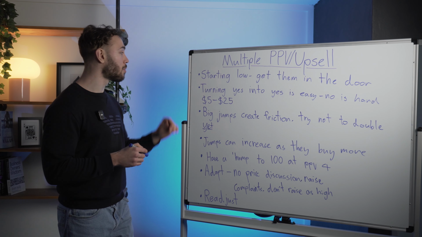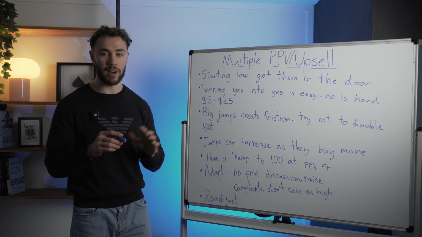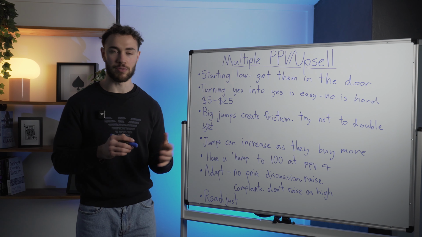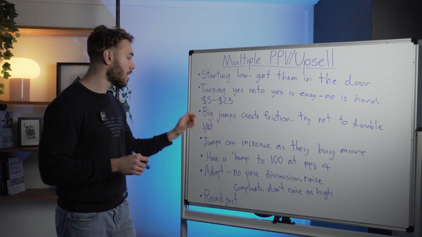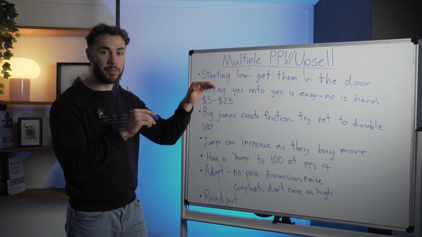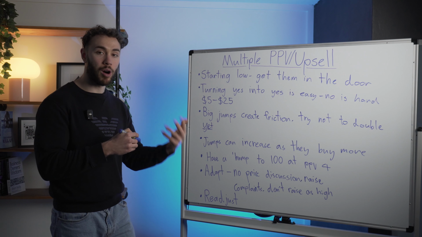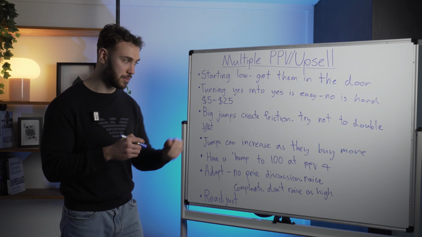So I would say the most important thing is just getting them in the door at first. That could be $5 to $25. I would say that is the best range. Now, the friction comes from the jumps. Obviously, we want to be increasing the price each time, and you're most likely to run into a problem if people feel like you're jumping up too much too soon.